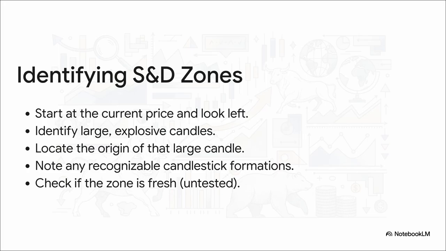So how do you actually spot these things on a chart? Well, it's kind of like being a detective. You start at today's price, and you just scan your eyes to the left. You're looking for a big, explosive candle, a huge green one or a huge red one. That's your clue. The little area right before that big move, that's often your zone. And here's a little pro tip. Traders get really excited about fresh zones, areas where the price hasn't come back to visit yet.